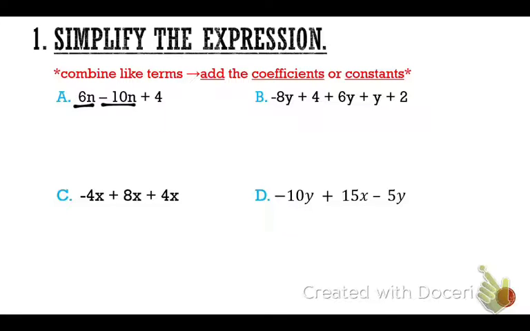Good job. Now, what is it called when a number stands alone like the 4? That's a constant, the number that stands alone. This right here would be the coefficient, the 6, because it's attached to the n. So there are two things in the same family, the 6n and the negative 10n. Class, if I was to combine those two, what would 6n minus 10n be? Negative 4n. Very good.